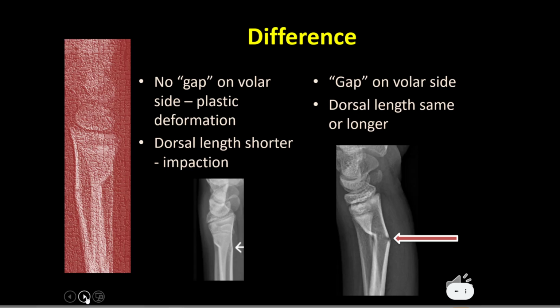When you looked at those two images, perhaps you picked up the difference between those two fractures. In a compression fracture, there is no gap on the volar side. There may be simply a plastic deformation only. The dorsal length may be a touch shorter than the volar length. Whereas in the tension type fractures, there is a gap on the volar cortex, and the dorsal length may be either the same or slightly longer because the fracture is almost at the verge of starting to displace. This is a very key difference that you need to appreciate between these two types of fractures.